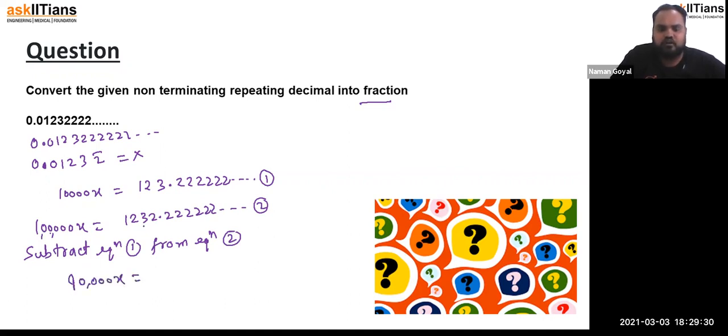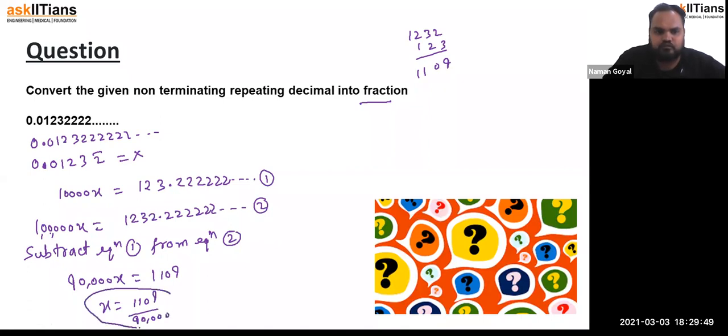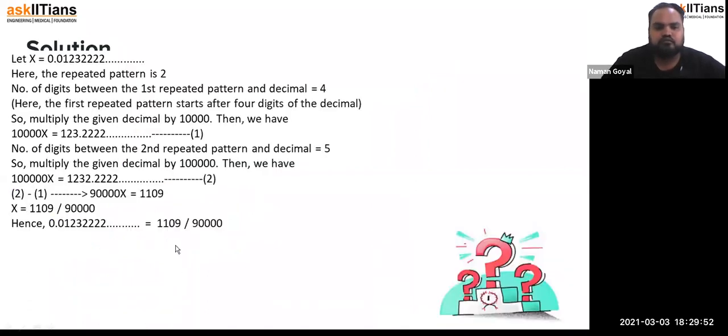X is equal to how much? If I subtract 123 from 1232, it will be 12 minus 3, 9, 0, 1, 1. So 1109. So x is 1109 divided by 90,000. You can simplify this more. 1109 upon 90,000. Got it? So I think you got the concept, right? So you can do these questions like that.